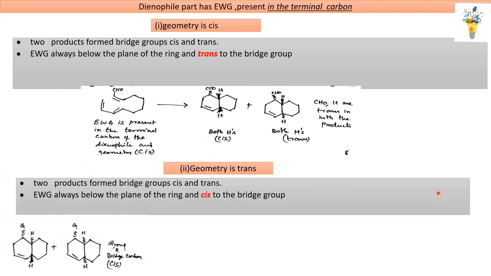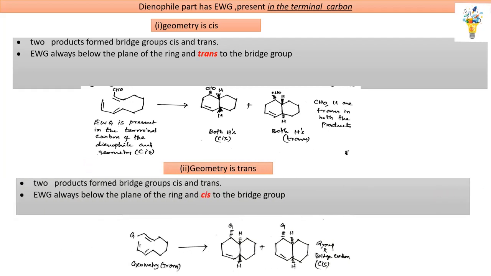The product is different. So what about here? See, the group is on the terminal carbon, but it is in the trans position. Here the geometry is cis, the two hydrogen atoms are cis. Here the geometry is trans, one is here and one is here. Now you get two products, both cis and trans. So it is a trans and it is a cis. And what is the difference? The electron withdrawing group is below the plane and the bridge is cis too. The bridge hydrogens are in the cis position. See here, the bridge hydrogens are in the trans position, always trans.